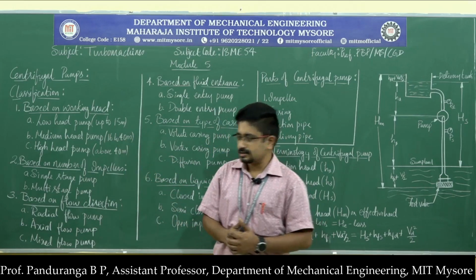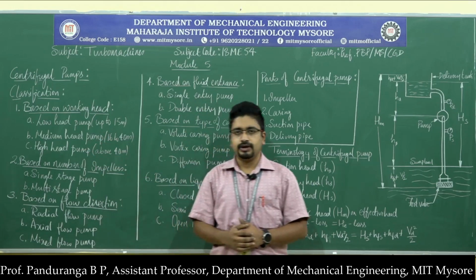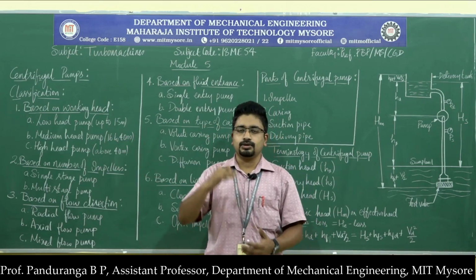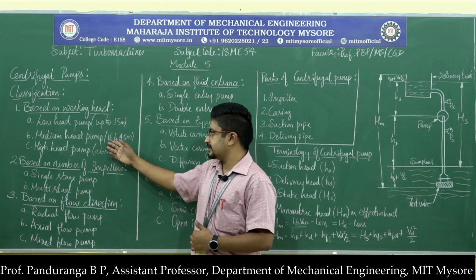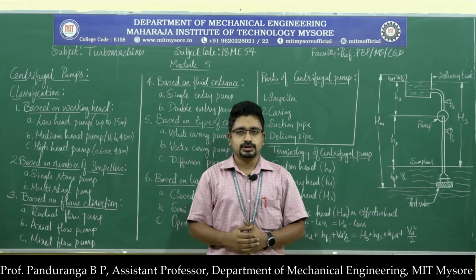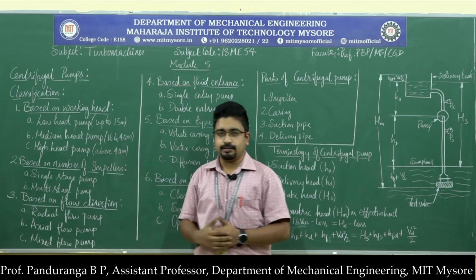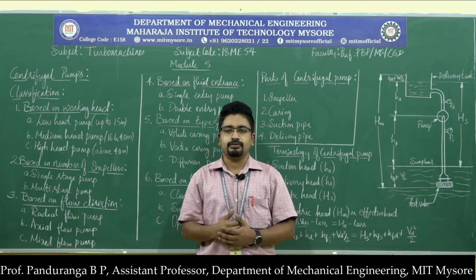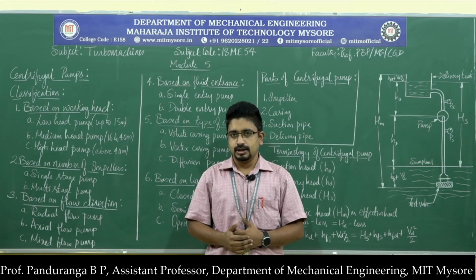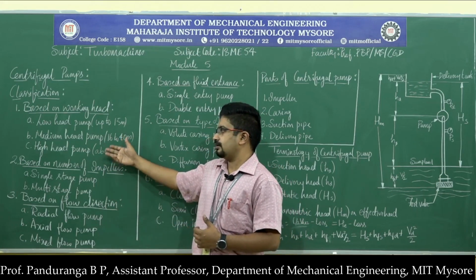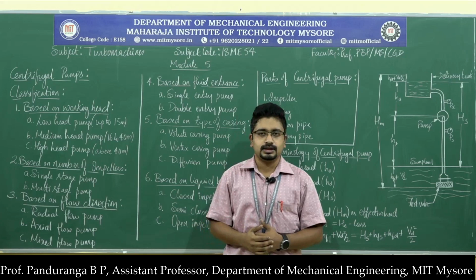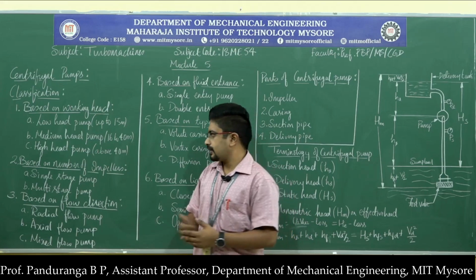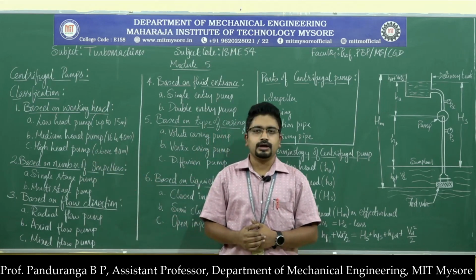Generally they are small in size. Then we have the medium head pumps, where the total head developed by the pump will be in the range of 16 to 40 meters. We call those pumps medium head pumps. Then we have high head pumps, where the head developed by each pump will be more than 40 meters. Generally, medium head pumps are used in industries, as well as in some cases maybe in apartments. High head pumps are generally used for industries.